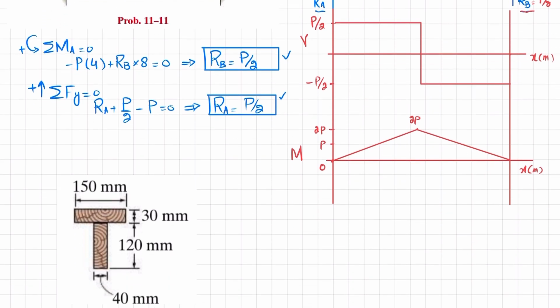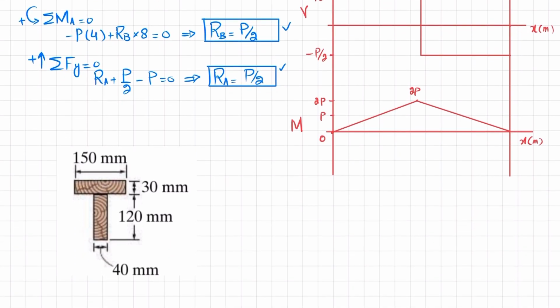Now we know that bending stress is given as M into c divided by I. So this is the maximum bending moment. Clear? So the maximum bending moment from the shear and bending moment diagram is 2P.